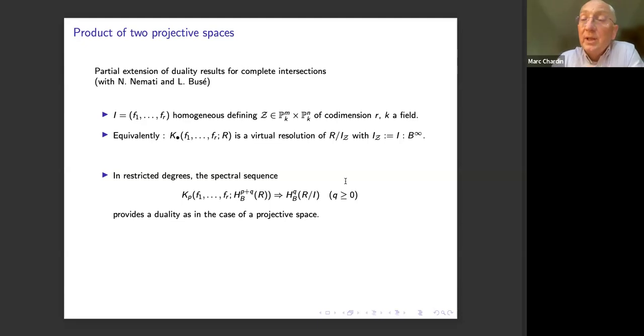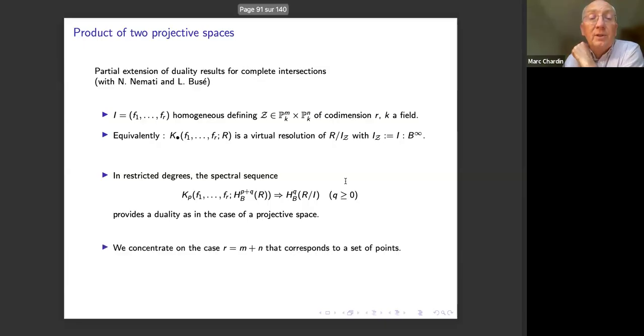This exists also in one projective space. Here it's a little bit more complicated. In the usual case, if you replace B by the maximal ideal, it just gives the usual thing. It proves that it's a regular sequence and it gives everything. There is no problem there. But here it will help us to understand what happens. So this will provide a duality as in the case of projective space, but only in restricted degrees. And for that, I will concentrate on the case r equal to m plus n to describe completely what happens and show some examples.